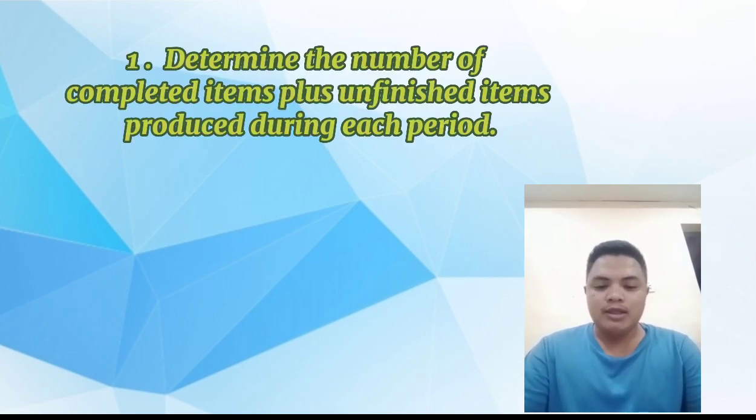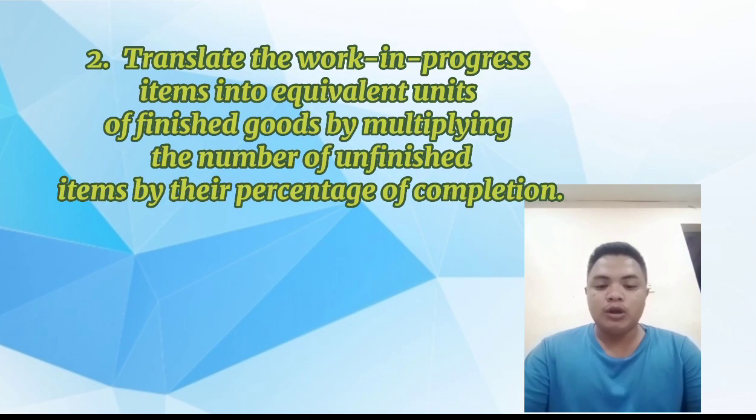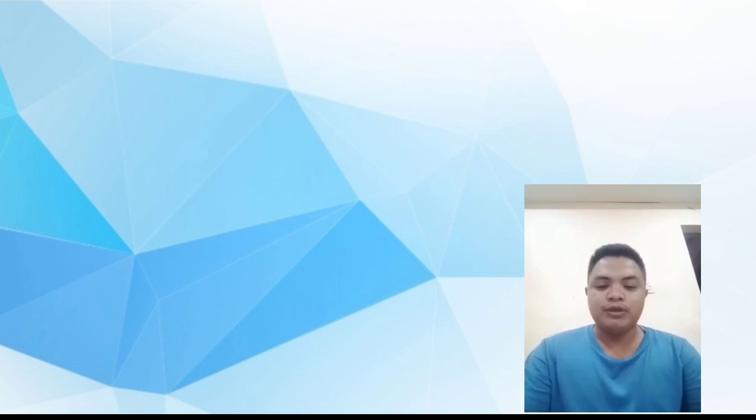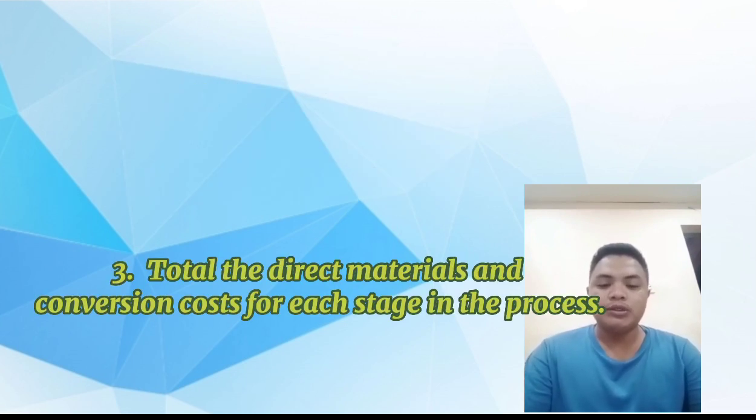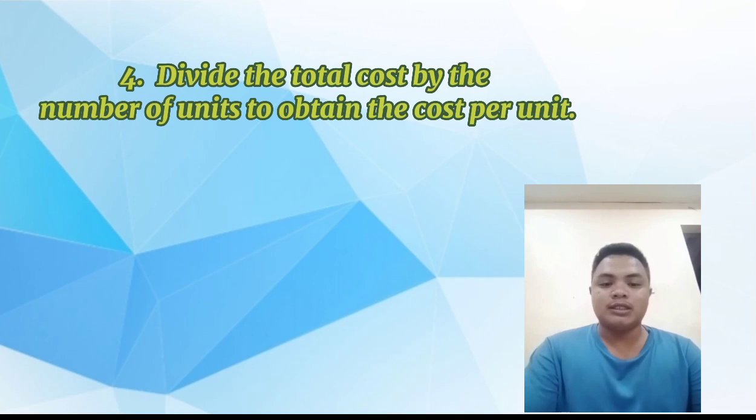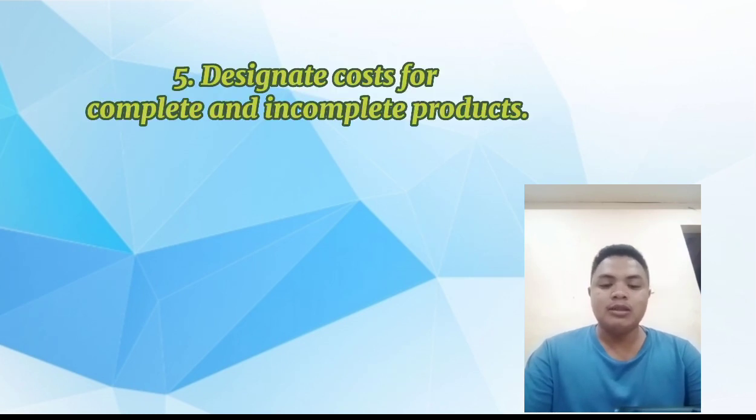There are 5 basic steps in process costing. Number 1, determine the number of completed items plus unfinished items produced during each period. Number 2, translate the work in progress items into equivalent units of finished goods by multiplying the number of unfinished items by their percentage of completion. Number 3, total the direct materials and conversion costs for each stage in the process. Number 4, divide the total cost by the number of units to obtain the cost per unit. Number 5, designate the cost for complete and incomplete products.